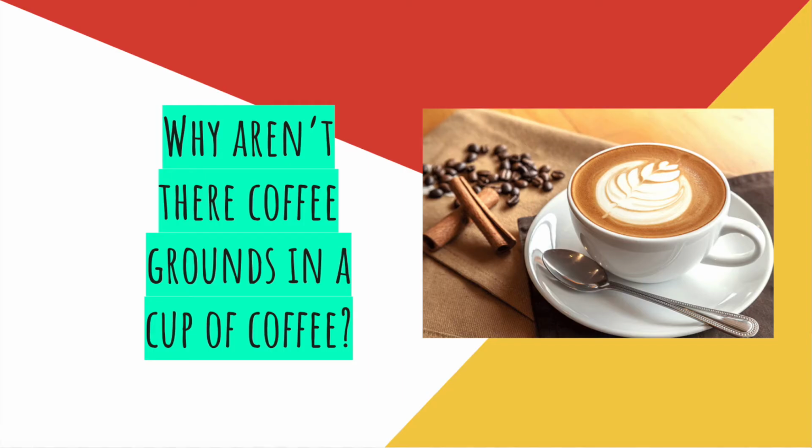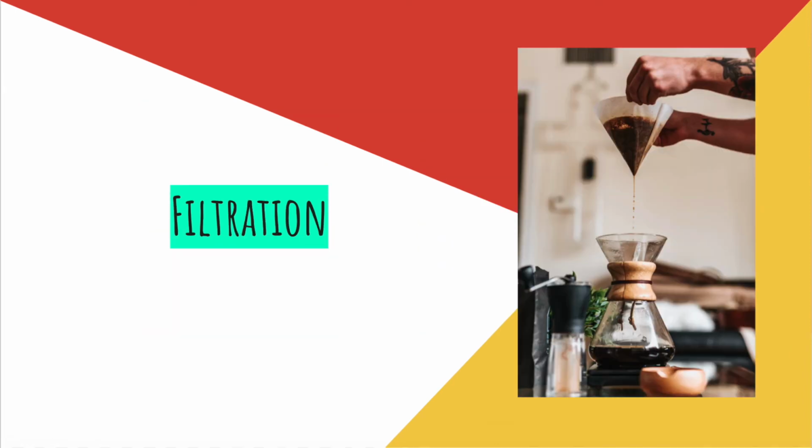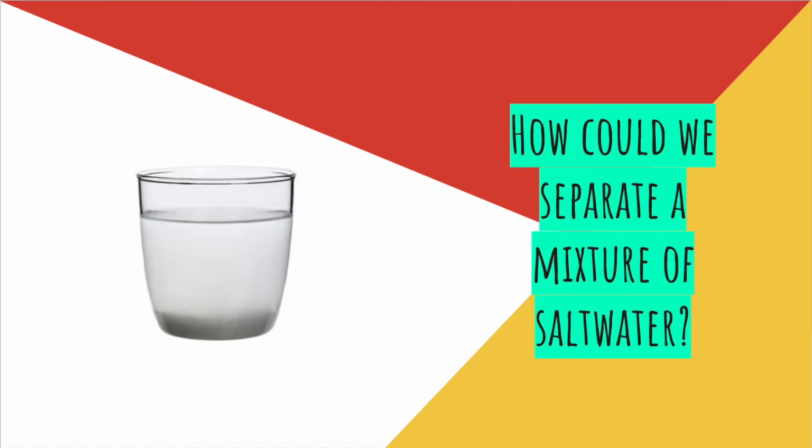Let's think about this. Why aren't there coffee grounds in a cup of coffee? A process of filtration is able to separate solids from the liquids. Therefore, the liquid brewed in the coffee passes through the paper filter, but the solid coffee grounds cannot pass through the filter. How could we separate a mixture of salt water?